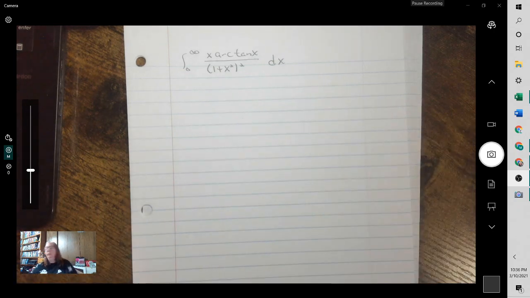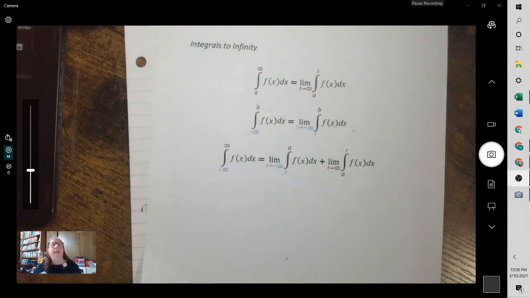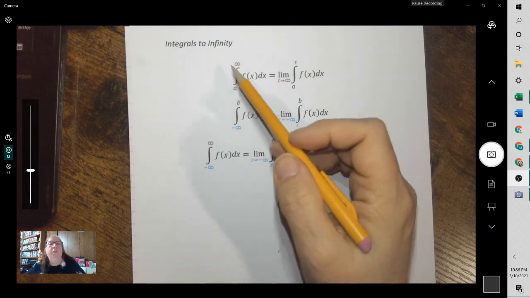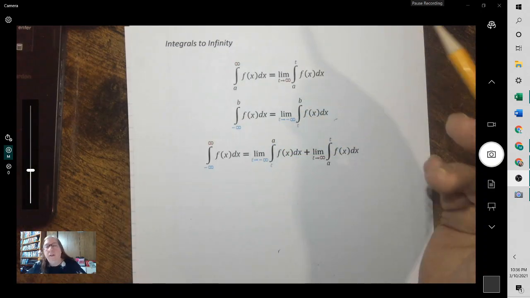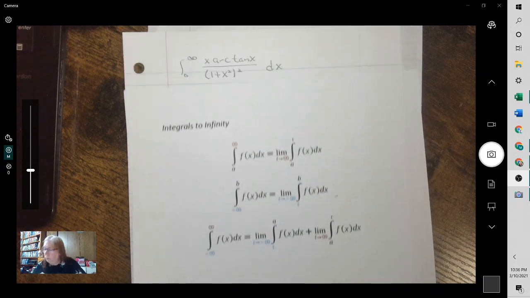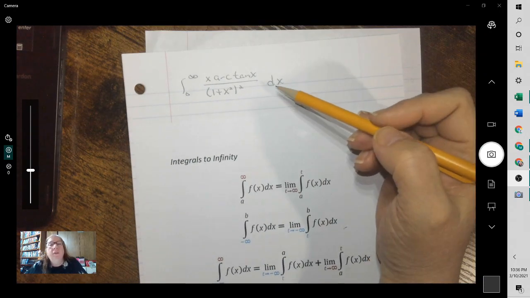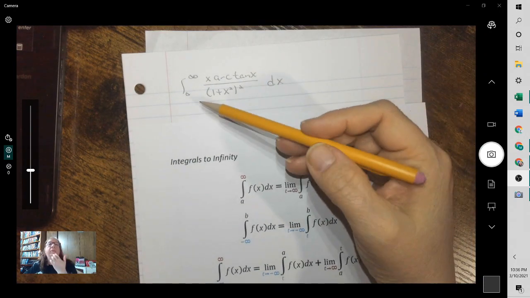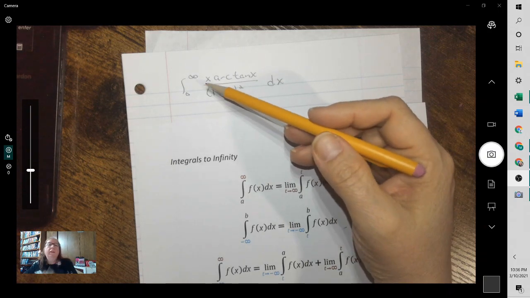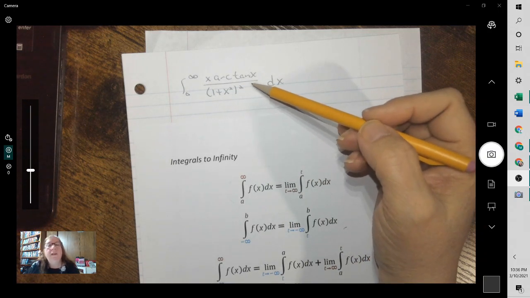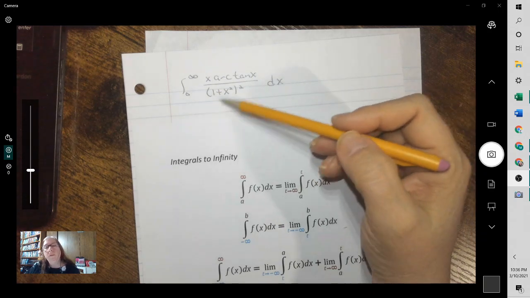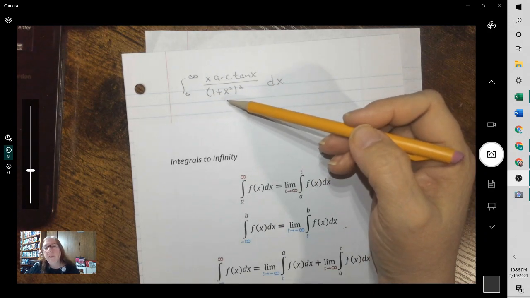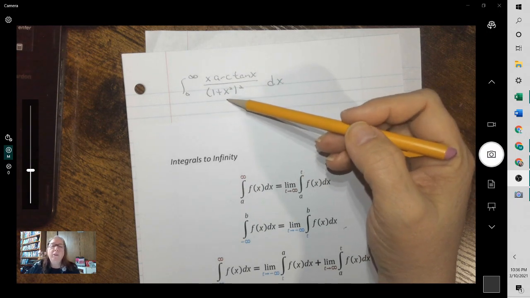Hello everyone. So if you remember last class, we talked about integrals to infinity in the three cases. Well, I had a lot of questions last night on this one problem, and so I thought we'd start off the class with it. 0 to infinity, x arctangent of x over (1 plus x squared) quantity squared. So this was one of your homework problems last night, if you didn't look at your homework, but a lot of people had questions on it.